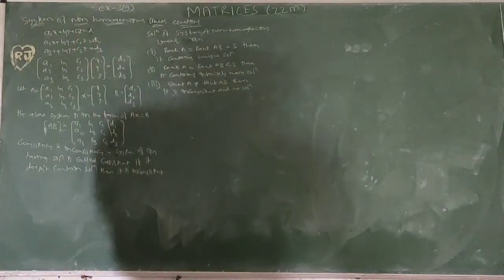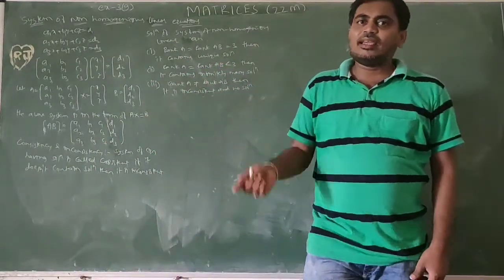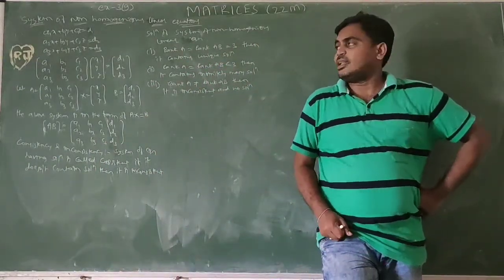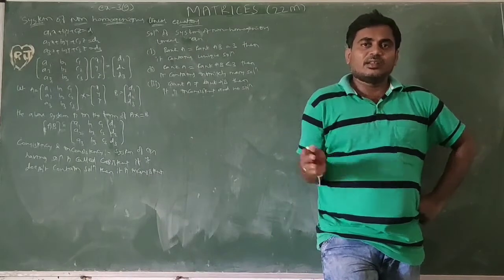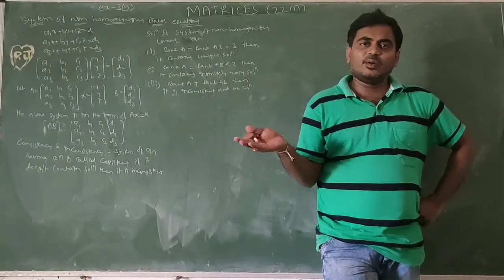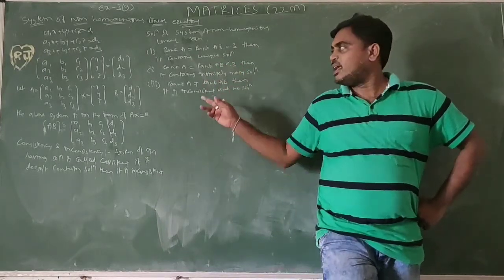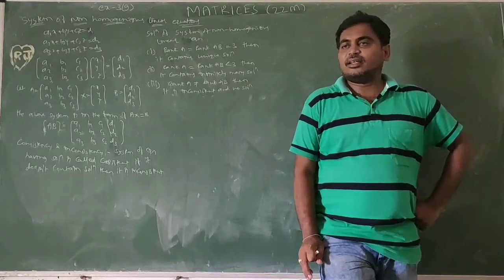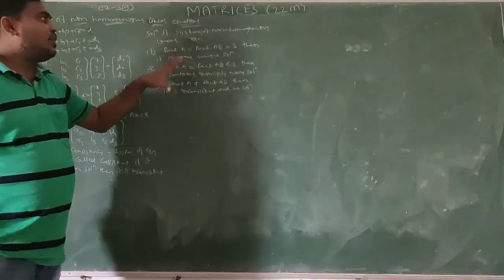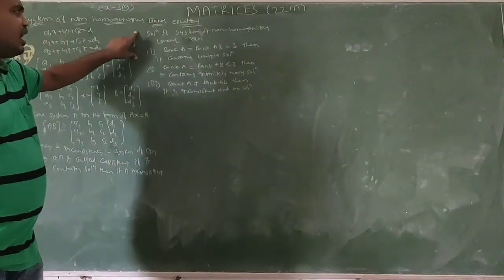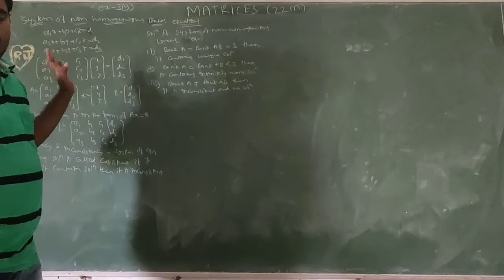First two situations it is consistent. If rank A equal to 3 and rank AB equal to 3, then it is consistent and unique solution. If rank A equal to rank AB less than 3, so it may be 2 or 1, then it contains infinitely many solutions. If rank A not equal to rank AB, then it contains no solution, it is inconsistent. I will explain how these three properties are applicable with suitable problems.